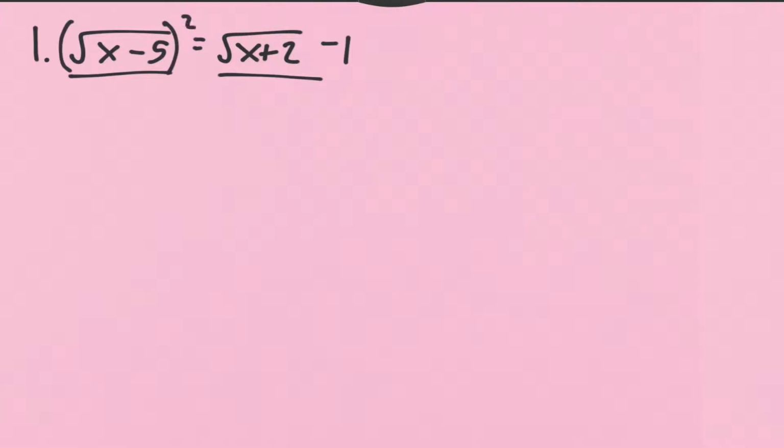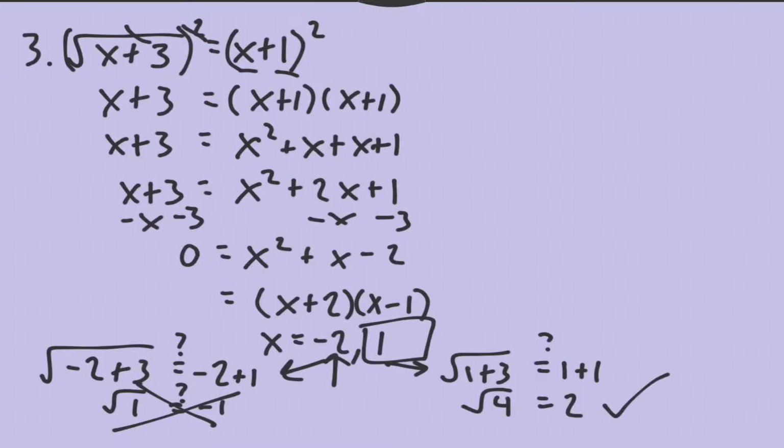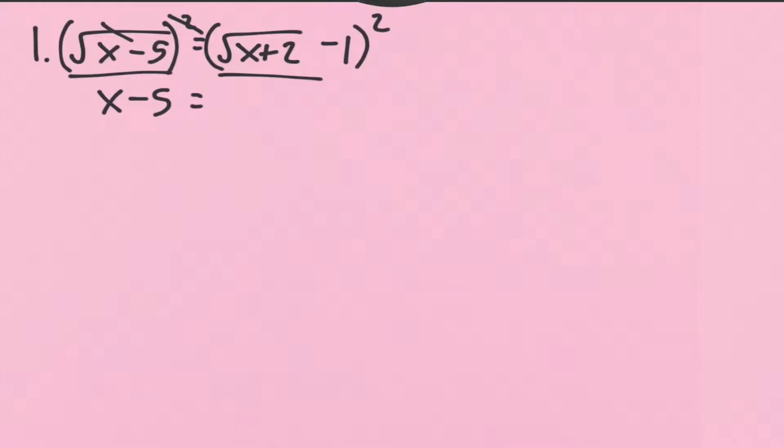It was a square root, which means we want to square both sides. Those will cancel. Now on the right side, if you remember from the last video, when we had two terms that were being squared, we needed to FOIL. Well, here we have two terms that are being squared. So we're going to need to FOIL that.